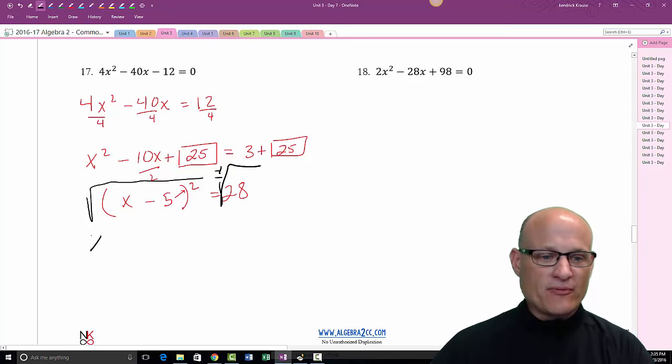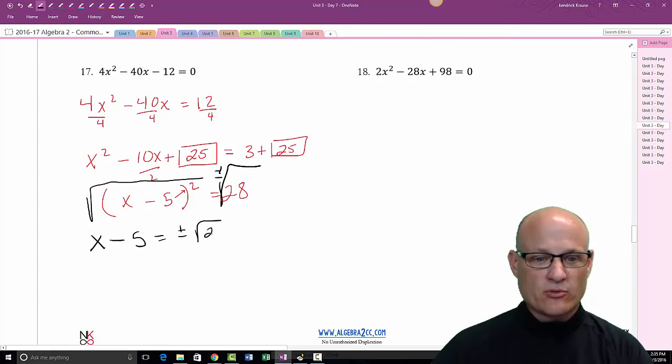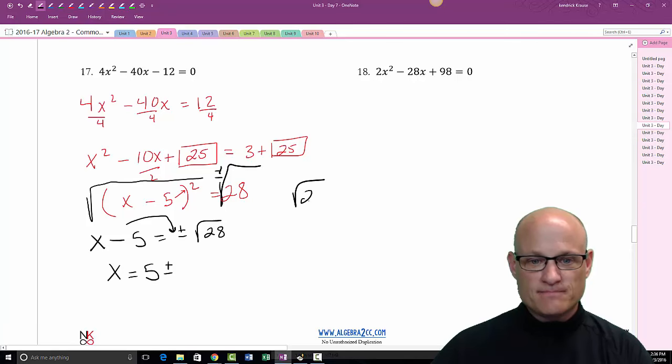Yes, we're going to have some simplifying to do. We get x minus 5 equals plus or minus the square root of 28. We're going to bring the 5 over. It goes in front. It gets a sign change. So it goes x equals positive 5 plus or minus square root of 28.